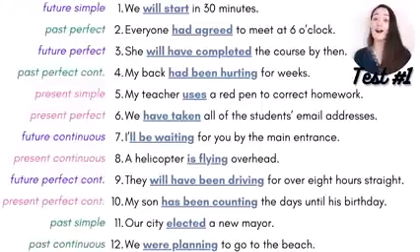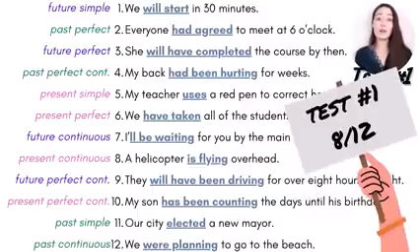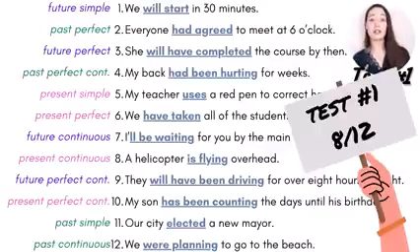Okay, here are the answers. How did you do? Please let me know in the comments. Did you get 12 out of 12? Maybe 8 out of 12? There's no time to celebrate. We need to move on to test number 2. Let's go.